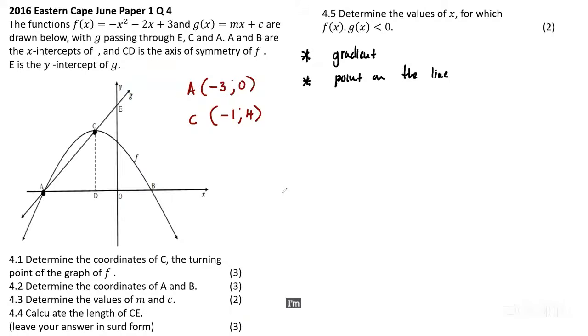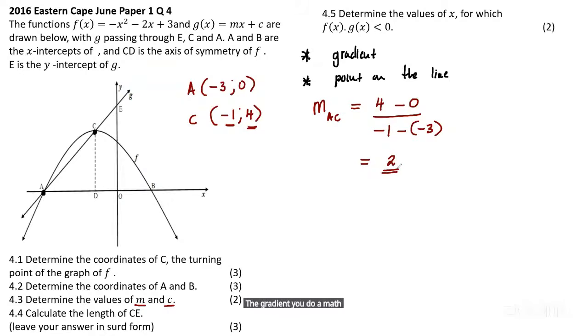I'm looking for the equation. I'm looking for M and C. Maybe let me get the gradient. So the gradient of AC is y2, 4, minus y1, over x2, -1, minus x1, -3. So eventually, you do your maths, the gradient of AC, the straight line, is 2.